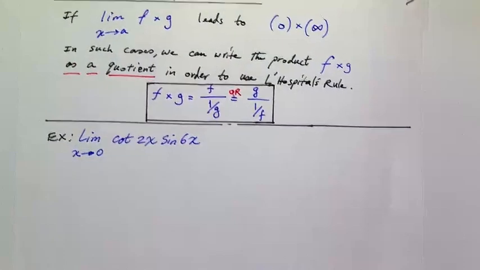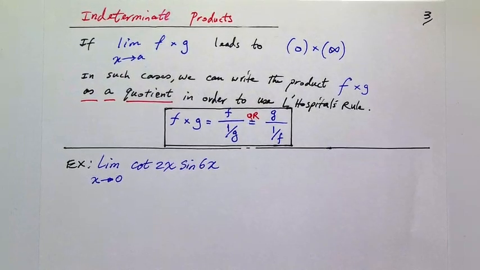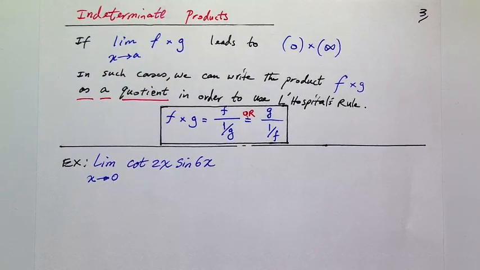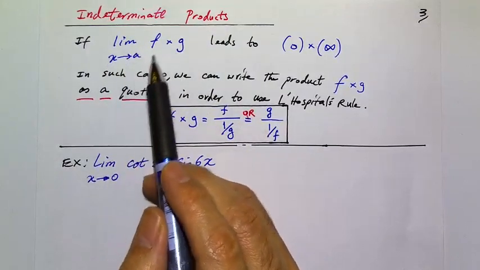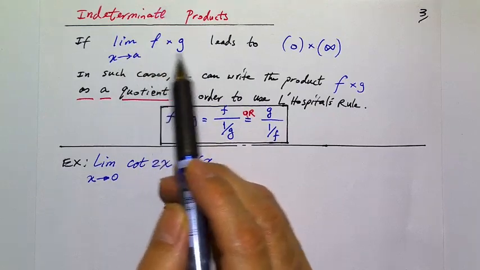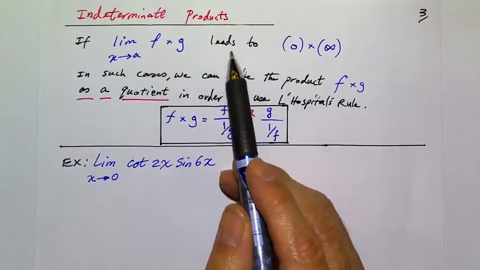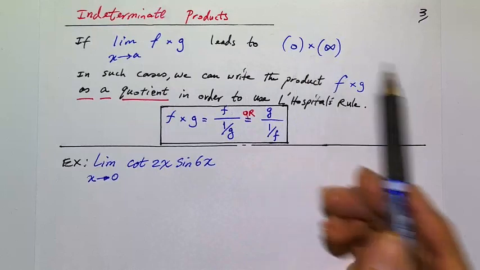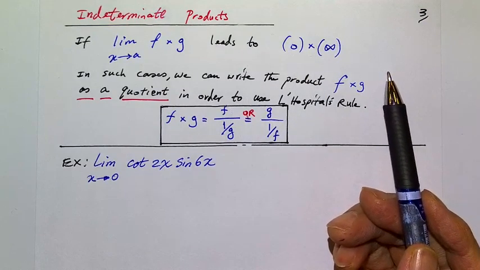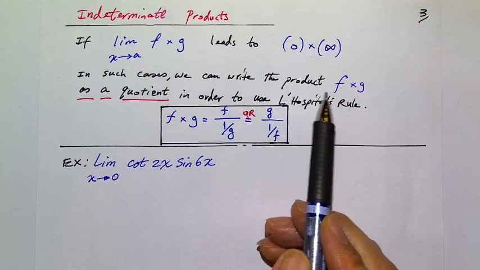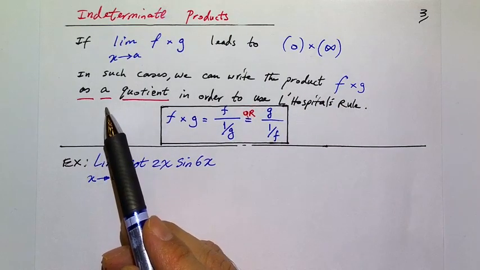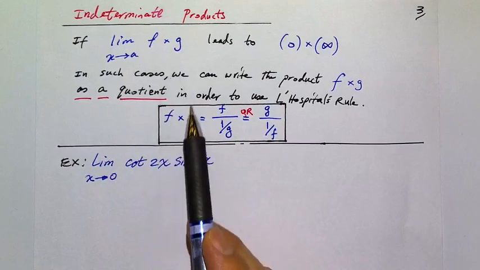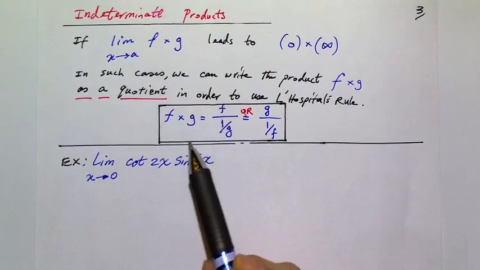Let's look at another example. Before that, I have a quick note here. It says indeterminate products. If we take the limit of a product of two expressions like this, and it leads to 0 times infinity or infinity times 0, in such cases, we can write the product as a quotient, which is what I was saying earlier. So we need to rewrite that expression as a fraction before applying the L'Hopital rule.